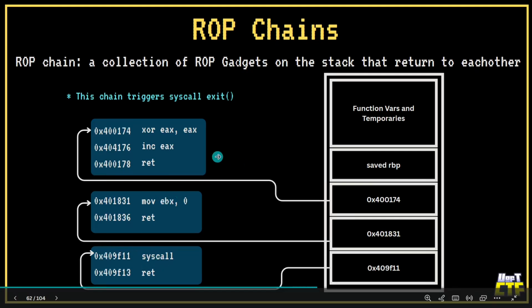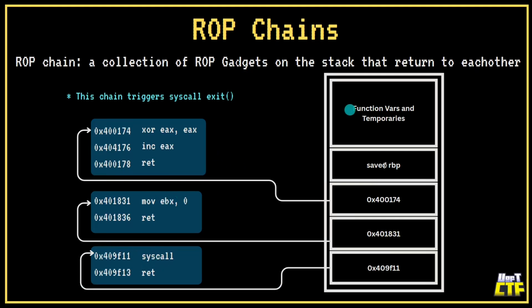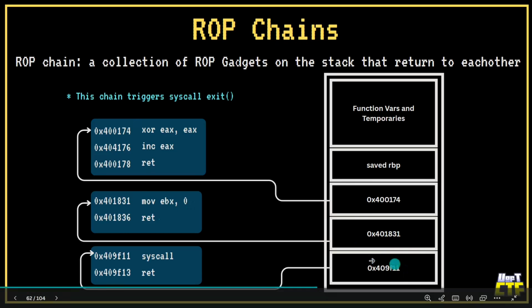So what will happen is that when we execute the function, we're going to return to the return address, which is this address right here, which is the first ROP gadget, and this ROP gadget will continue on with xor EAX, increment EAX, and then return. And when it returns, it's going to go to our second address down here, which is this ROP gadget here, which is going to move 0 into EBX and then return, and then it checks the next thing to return to, like this is the return address because it's at the top of the stack now. So after we do that, we're going to be doing syscall and then return.